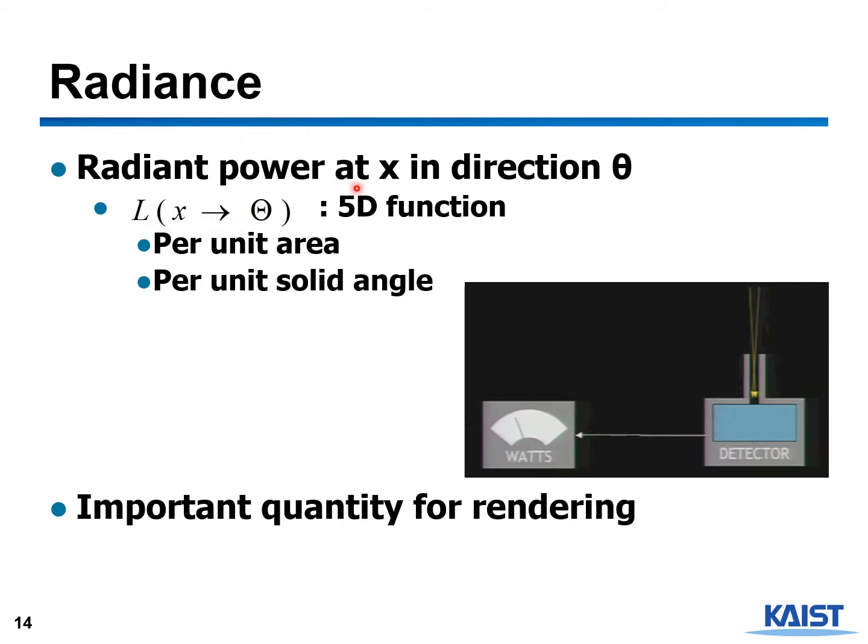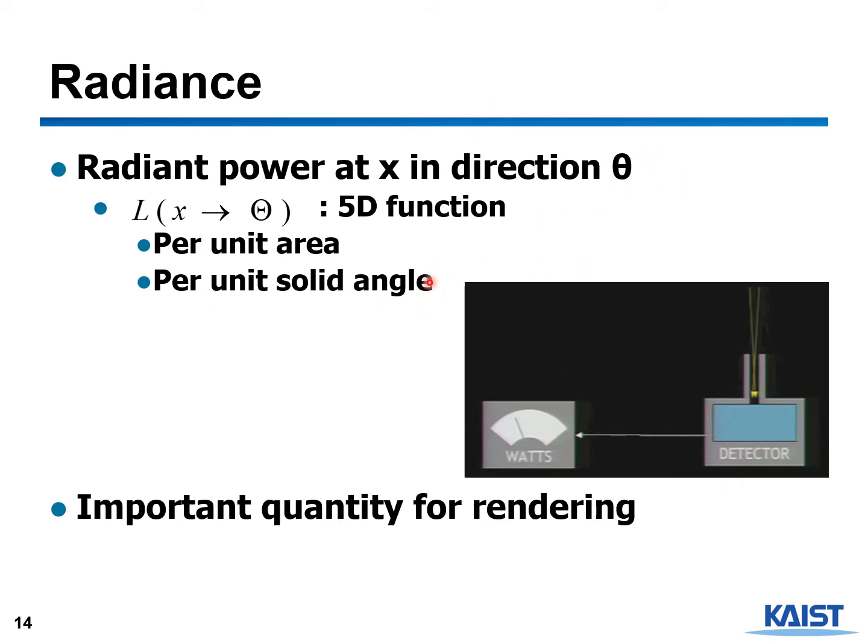The radiance is the radiant power at position x, but here in a particular direction theta. So typically I define the radiance in the form L, starting from x to that particular direction, capital Theta. Again, this vector consists of theta and phi, and x is typically defined as a point in 3D space. So this is actually a 5D function: 3D for the position, 2D for the direction. This radiance is measured per unit area and also per unit solid angle. For a defined direction, we use the solid angle.